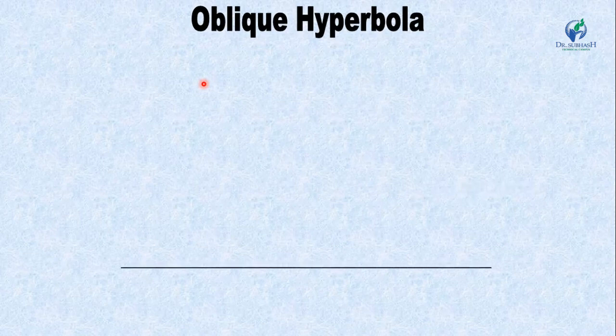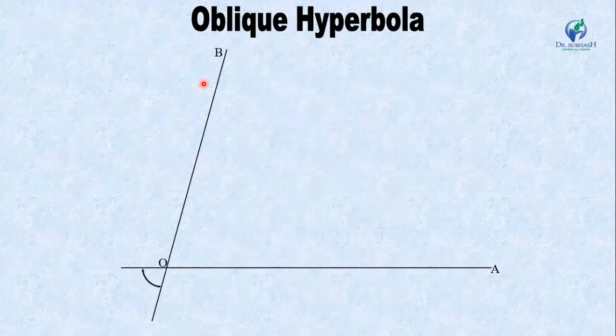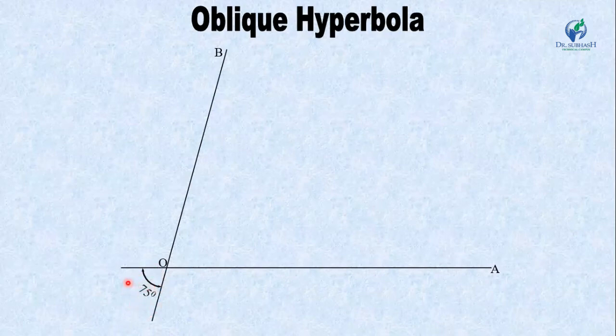Now the next method is the oblique hyperbola. This method is similar to the rectangular hyperbola, but the angle between the two asymptotes is other than 90 degrees, and then it is known as the oblique hyperbola. Here you can see line OA and line OB at an angle of, suppose, 75 degrees or other than 90 degrees. But the method is the same.